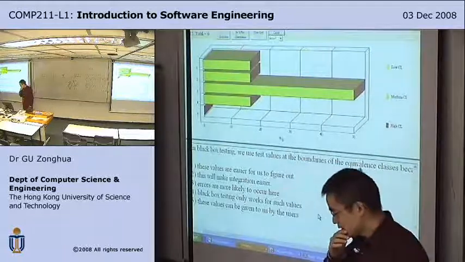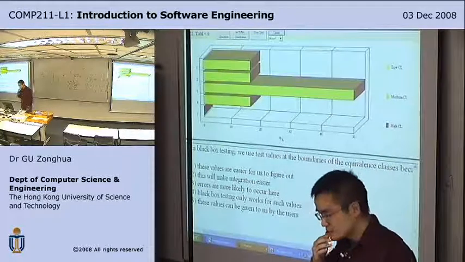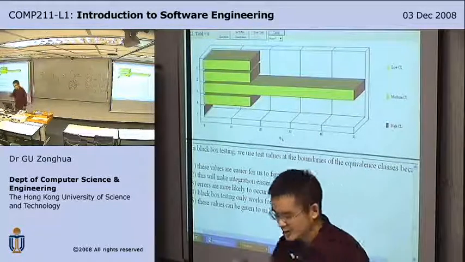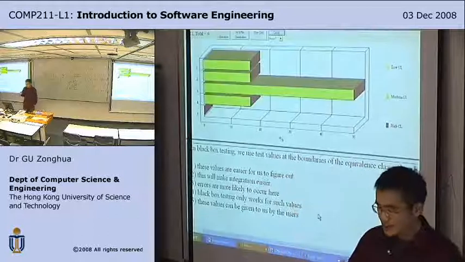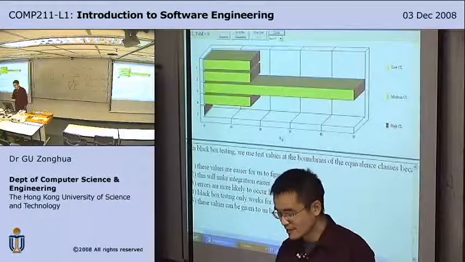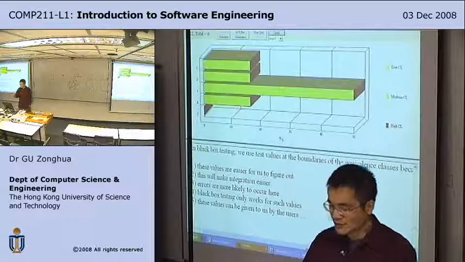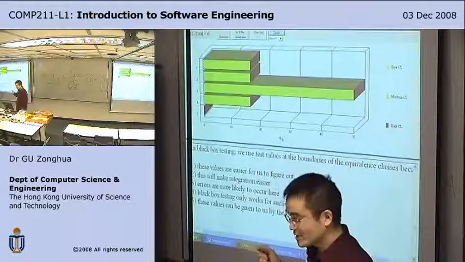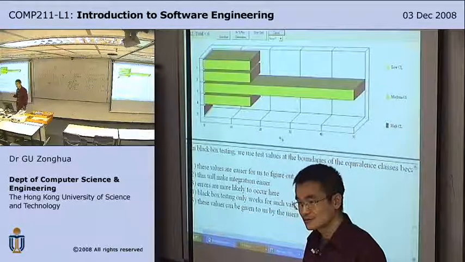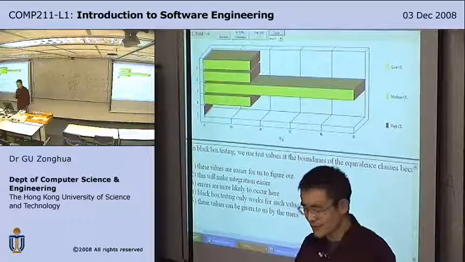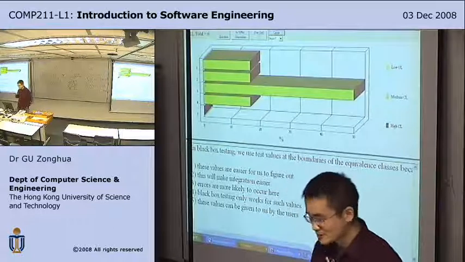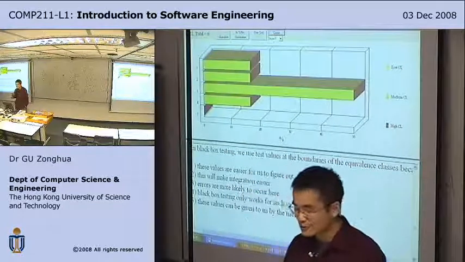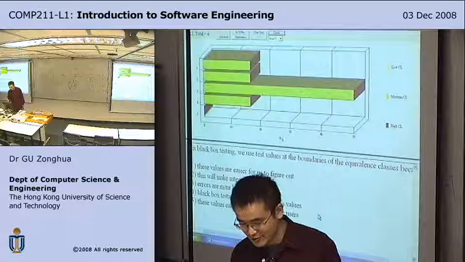You say i less than or equal to 100. If you somehow mistype the less than or equal to as the simple less than, then by using boundary testing, you test the value 100, you detect the error, right? But if you try the middle values, you won't detect this error. So the boundaries are the things that are likely to go wrong. That's why you need to test the boundary values.